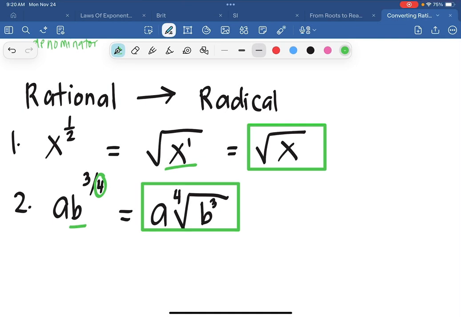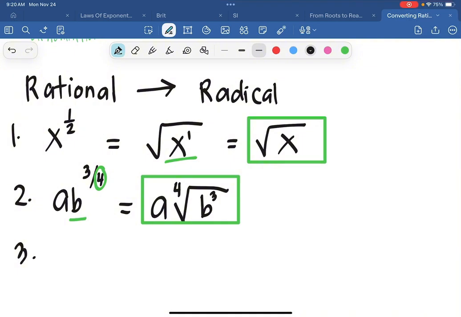Again, only convert or change those numbers or variables that are affected by a fraction with an exponent that is in fraction or in rational form.